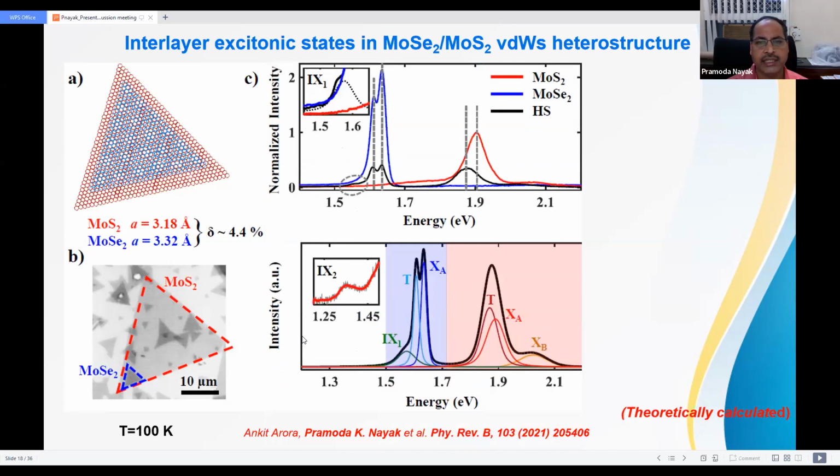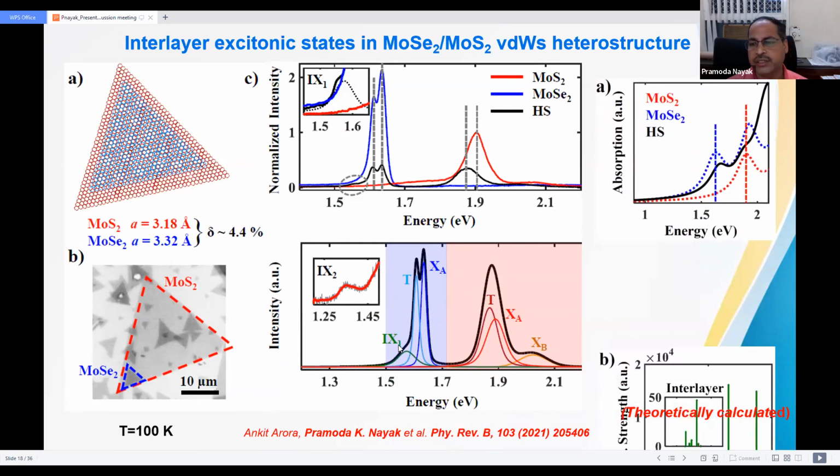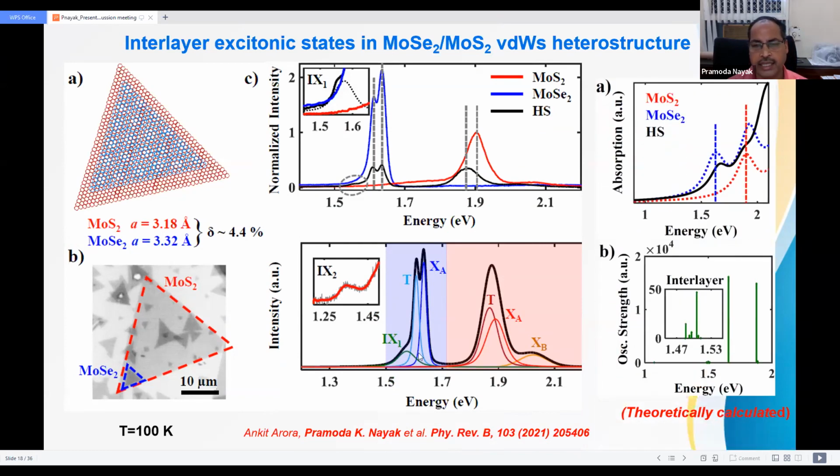And here you can see when we are making a heterostructure, we can get two interlayer peaks. Apart from this AX term, this is the trion peak. Sometimes an extra electron gets added to the electron-hole pair, and it's called a trion. So these are two interlayer low energy peaks. One is IX1 and another is IX2. And that also we have demonstrated with theoretical colleagues in ISC. And this was recently published in PRB.